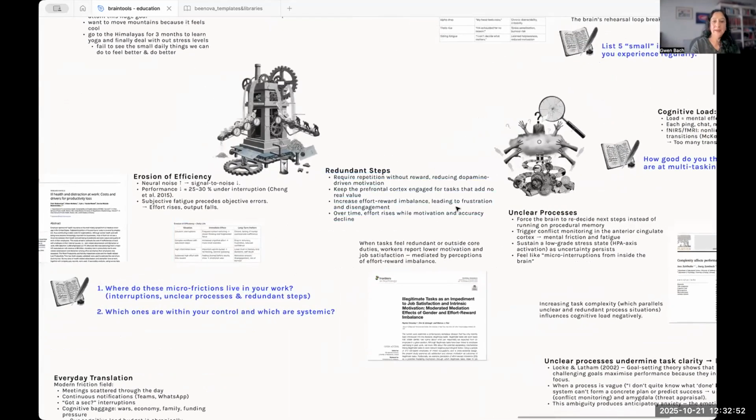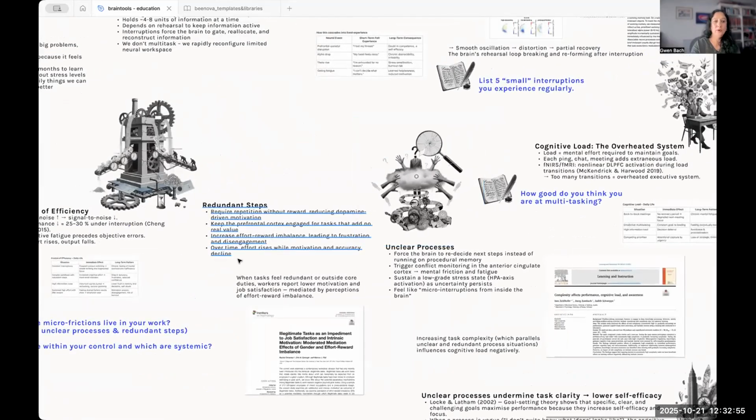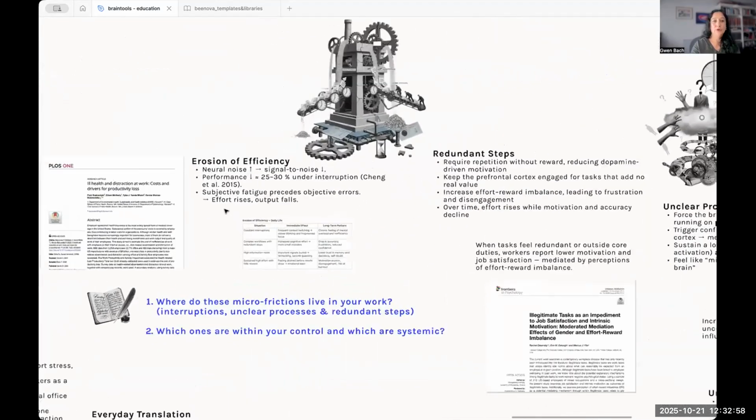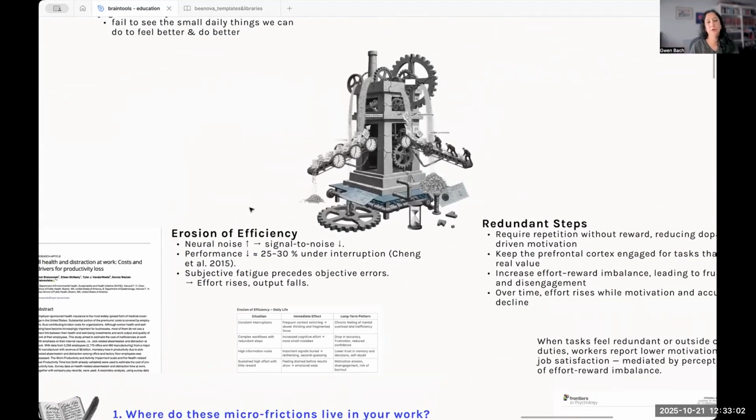Take all of those together, and we have an erosion of efficiency, and that is neural noise going up. Twenty-five to thirty percent of our performance goes down if we're interrupted and need to restart. We take much longer to complete a task if we're interrupted. And then there is subjective fatigue, where we really feel tired, which causes us to make mistakes, and we need to put in more effort, but we have more mistakes, which leads to a very high frustration level.